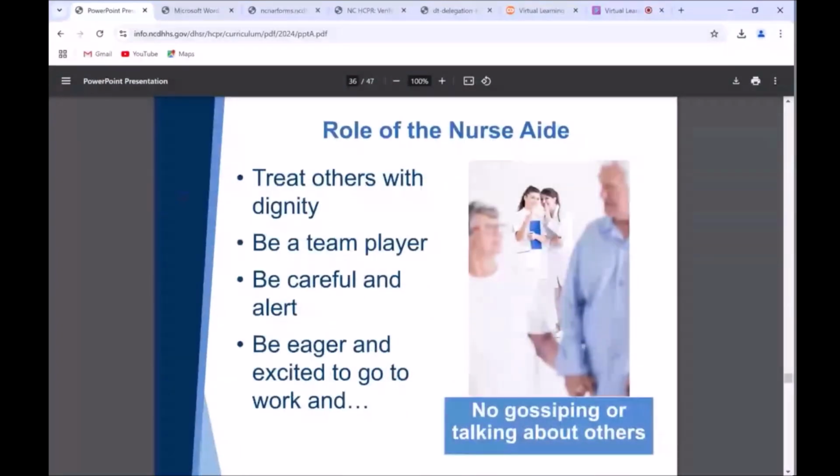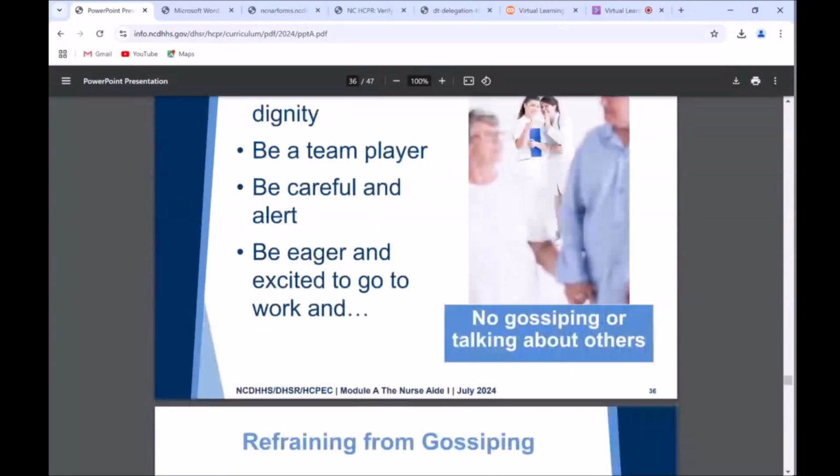You should treat others with dignity. Be a team player and help others when you are asked and when you have downtime. Be careful and alert to your surroundings at work and to resident cues. Be eager and excited about going to work. Next slide.